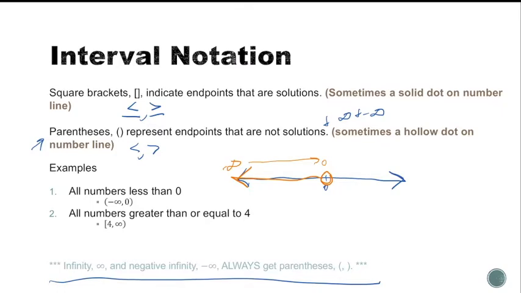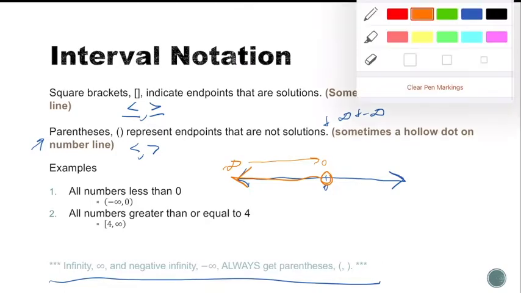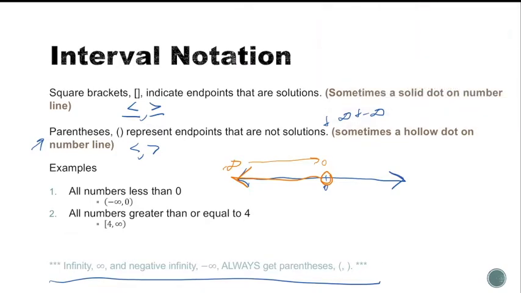If I wanted to look at all numbers greater than or equal to 4, I'd put a closed dot and shade it to the right, okay? So 4 is in my solution, so it gets a bracket, and positive infinity, which is over here, always gets a parenthesis. So that is interval notation.